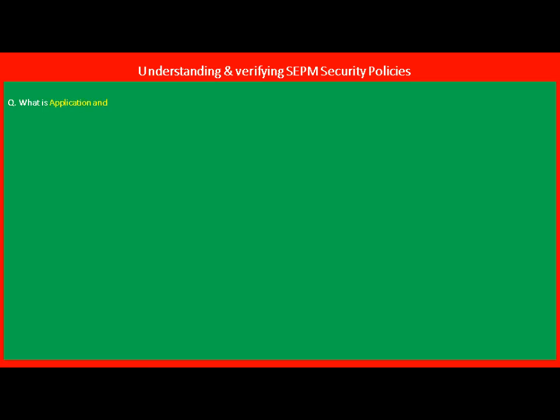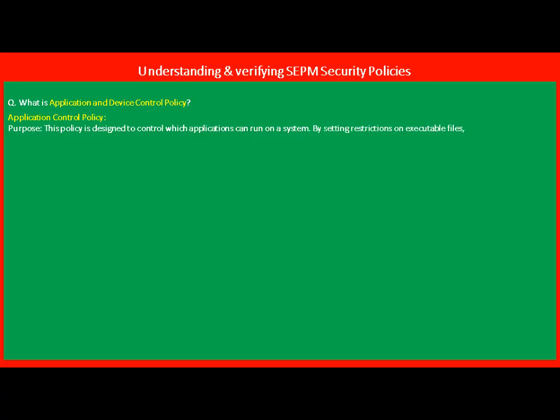Now the next policy is the application and device control policy. So, application control policy: the purpose of this policy is to control which applications can run on a system. By setting restrictions on executable files, it helps protect the system from malicious or unauthorized software.